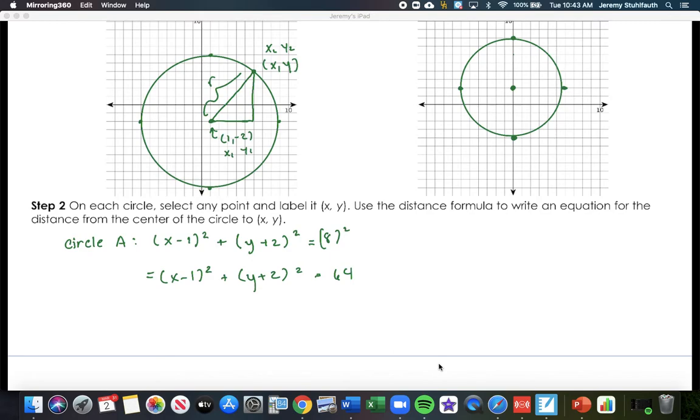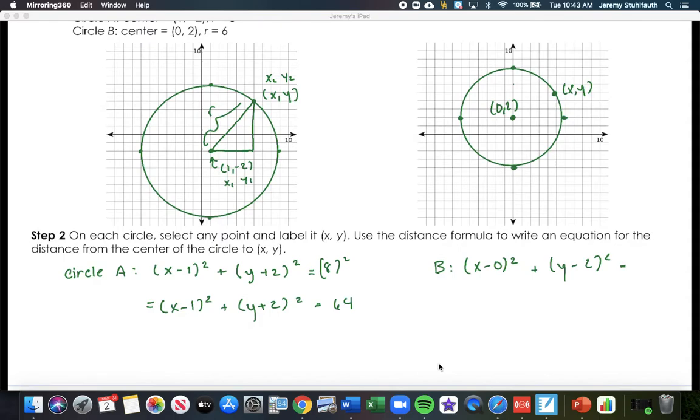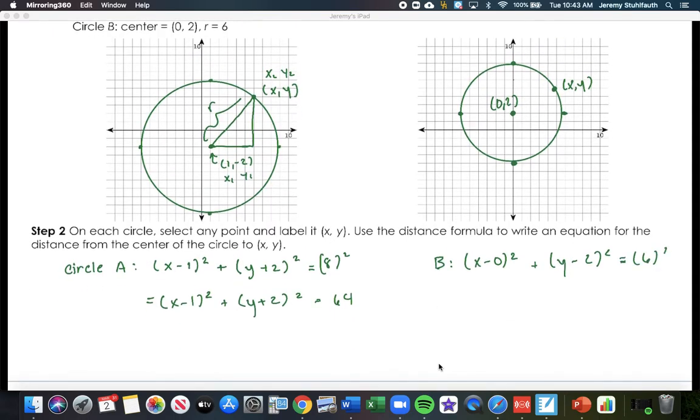Similarly, if we pick any point on this triangle right here, we'll call this x, y. We don't know what it is, but for circle B, this point is 0, 2, so we'd have x minus 0 squared plus y minus 2 squared is equal to, and the radius of that circle was 6, so it would be equal to 6 squared. So that would simplify into x squared plus y minus 2 squared equals 36.